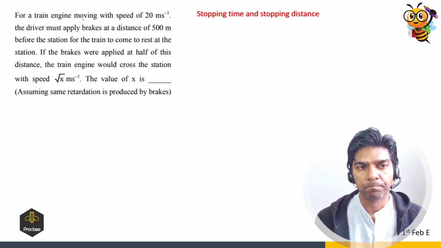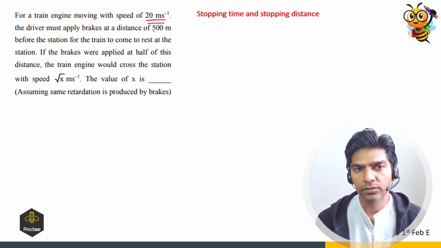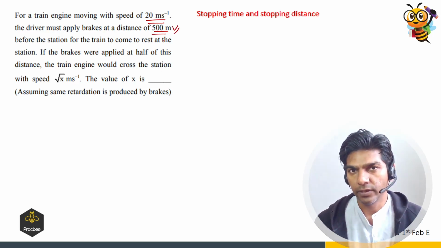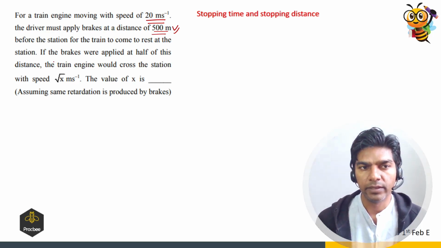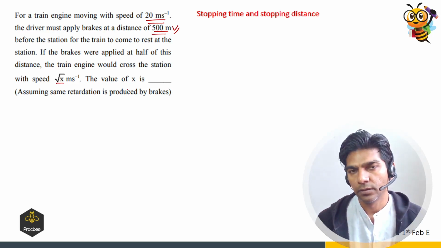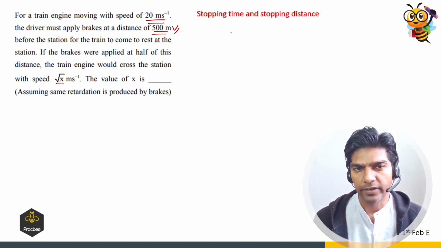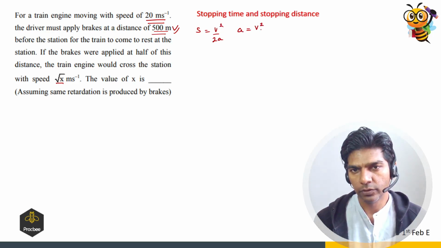For a train engine moving with a speed of 20 meters per second, the driver must apply brakes at a distance of 500 meters before the station for the train to come to rest at the station. So basically this is the stopping distance, and from this we can find the retardation produced by the engine. If the brakes were applied at half of this distance, the train engine would cross the station with a speed root x. The value of x? Obviously, now the stopping distance will increase. So first, let us find the retardation from the first statement. We know that stopping distance will be v square by 2a. So a will be v square by 2s.